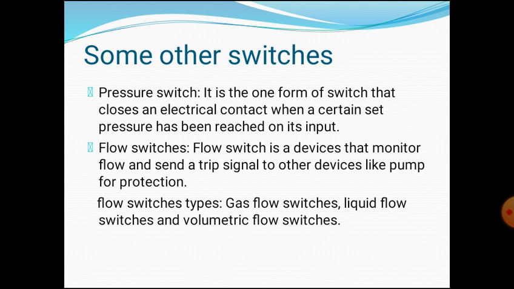The gas flow switches are used for measurement of air and steam, commonly used in HVAC appliances. Liquid flow switches are used for measurement of water, lubricants, chemicals, and commonly used in industrial applications. Volumetric flow switches are used to measure the flow of liquid or gases. These switches are used for measurement of liquid, gases, and steam, and can also be used to trigger an alarm and provide protection to a system if necessary.